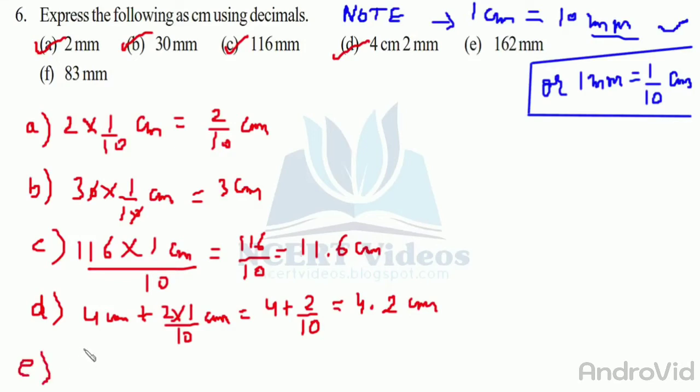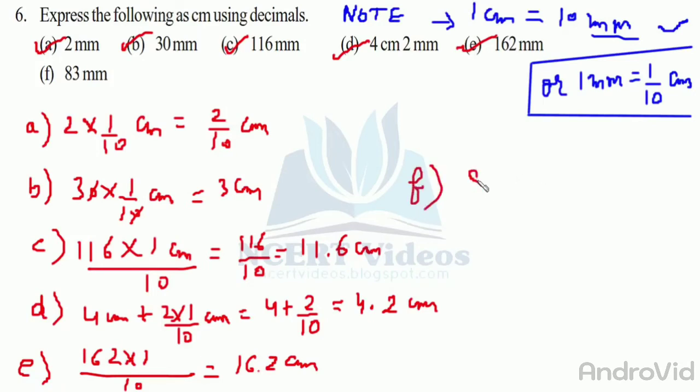E, 162 mm. Converting into centimeters, 162 over 10 gives you 16.2 centimeter. Don't forget to put the decimal. Now the F part, 83 mm by 10 centimeters would be equal to 8.3 centimeters. Put the point by counting the number of zeros in the denominator part.